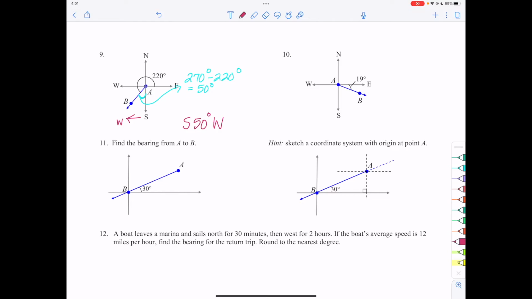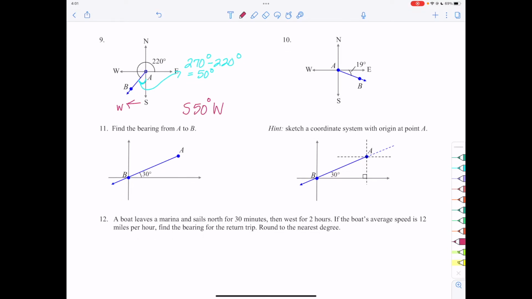In number 10, let's do what we did before. We are going to be moving east a certain angle from south. Okay, so we are going to have south and east. So now to come up with this angle right here, which is what we need, that is just 90 minus 19 degrees. And that's 71 degrees. So we're south 71 degrees east.